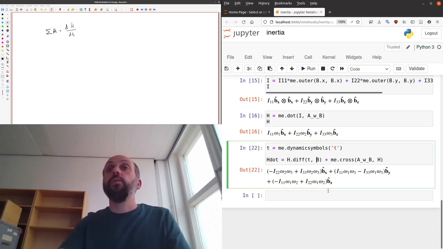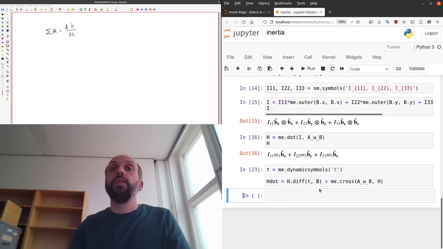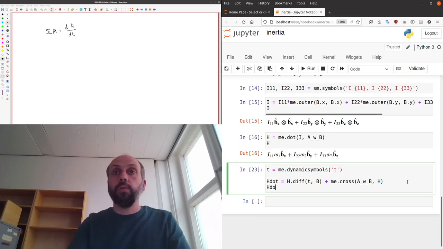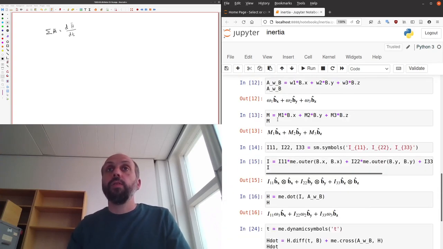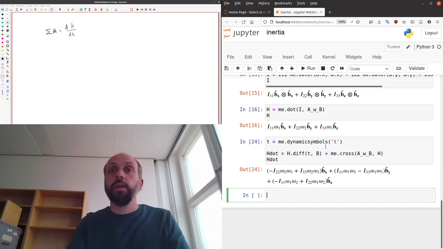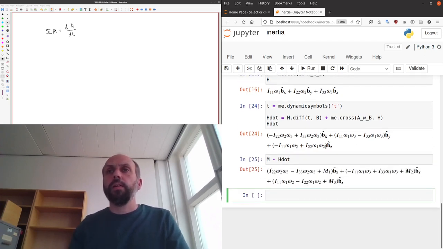All right, so now I have H dot, right? This is the correct form of H dot. And we know that that has to be equal to these moments. So we say that M minus H dot is supposed to be equal to zero for Euler's second law. There we go. So we have this equation.